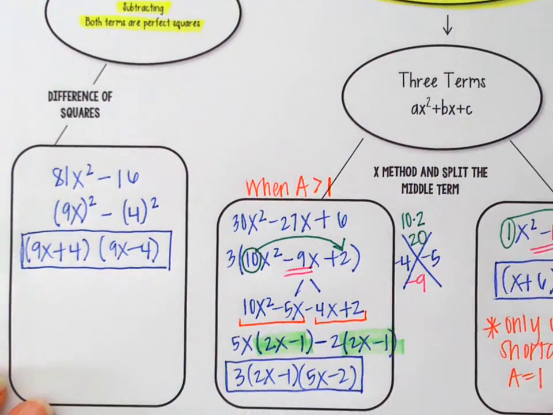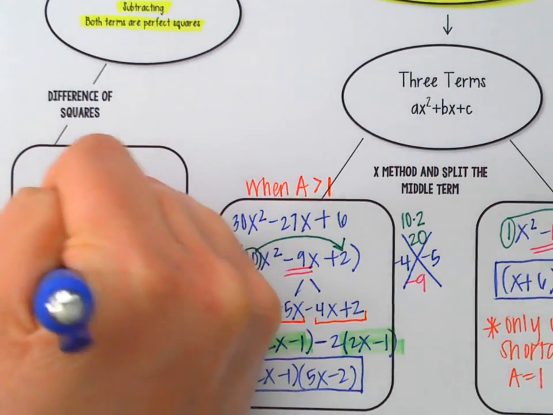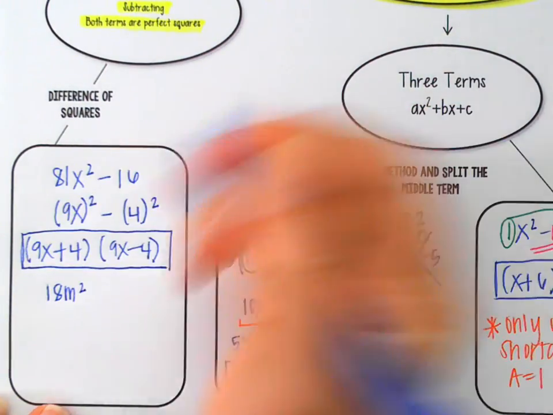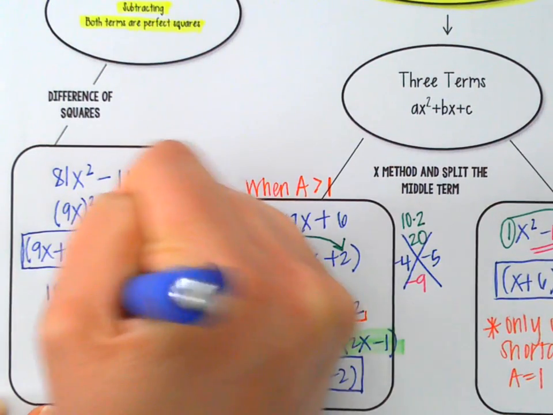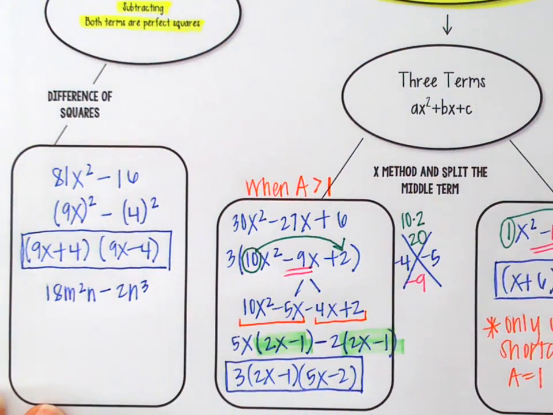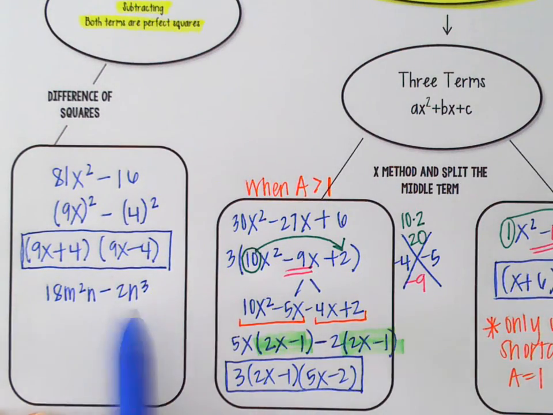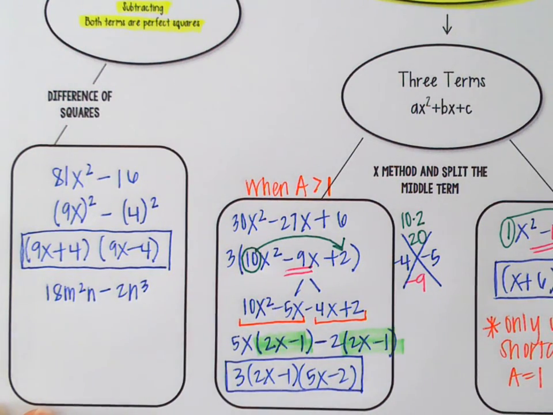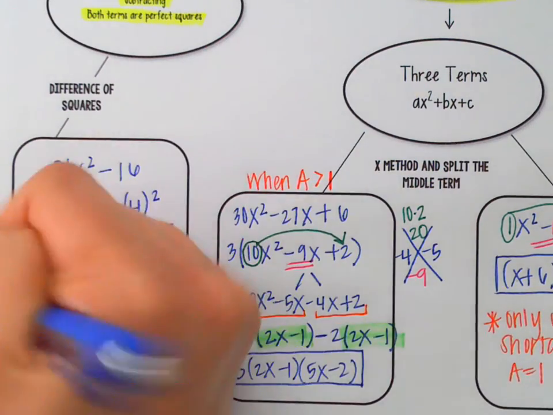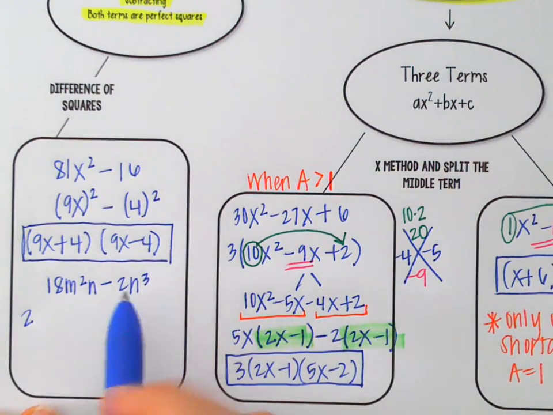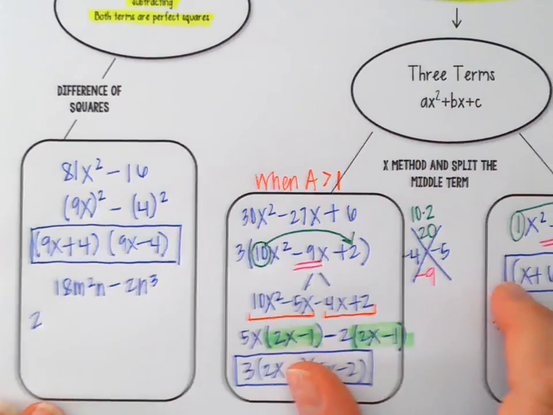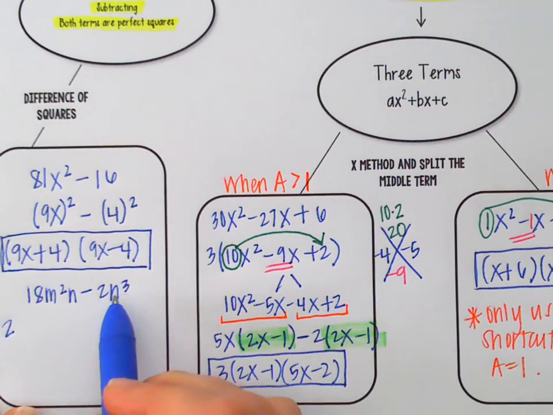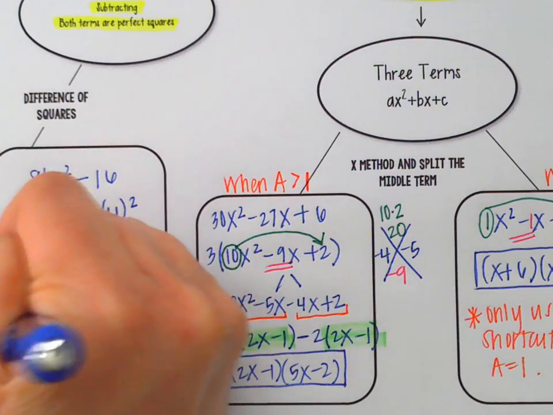Now we can do another one. Let's say I had 18m squared n minus 2n cubed. And you're looking at that and you're like, well, there's two terms, but neither one of these is a perfect square. But they do have a GCF. 18 and 2, there's a number that goes in evenly into both of those, which is 2. This has an m, but this doesn't, so there's nothing we can do with that. But this has an n and this has an n, so we can actually factor out 2n.